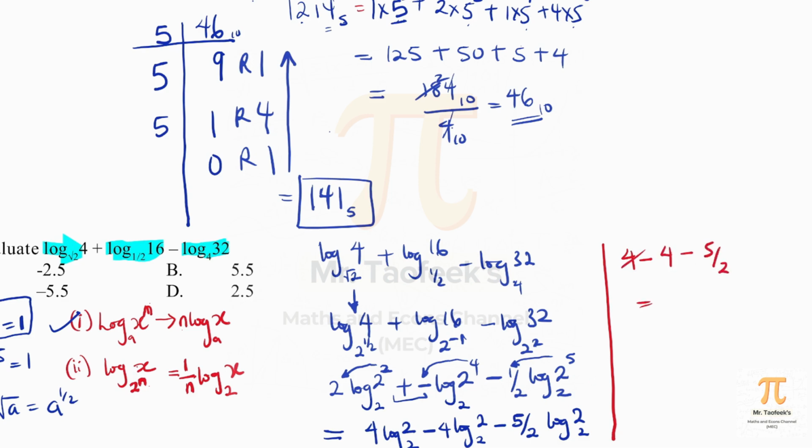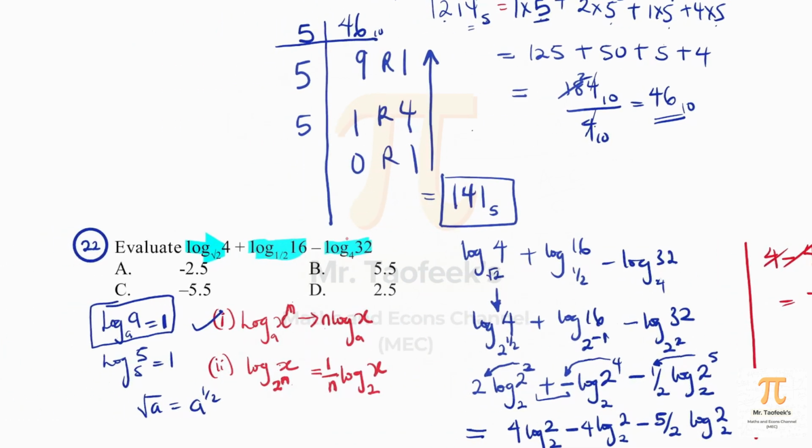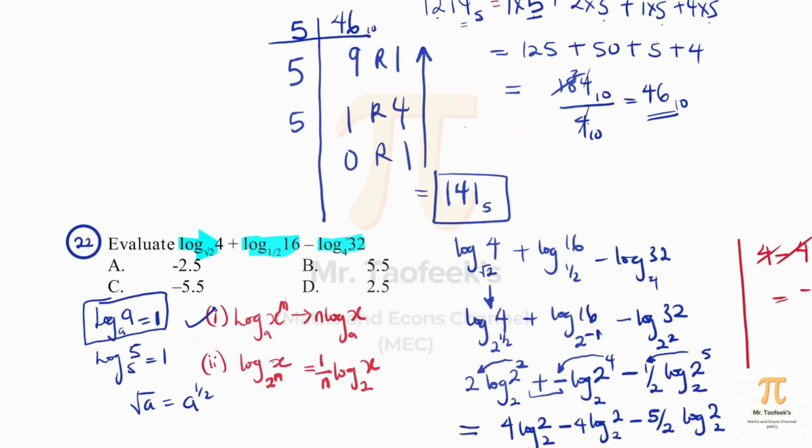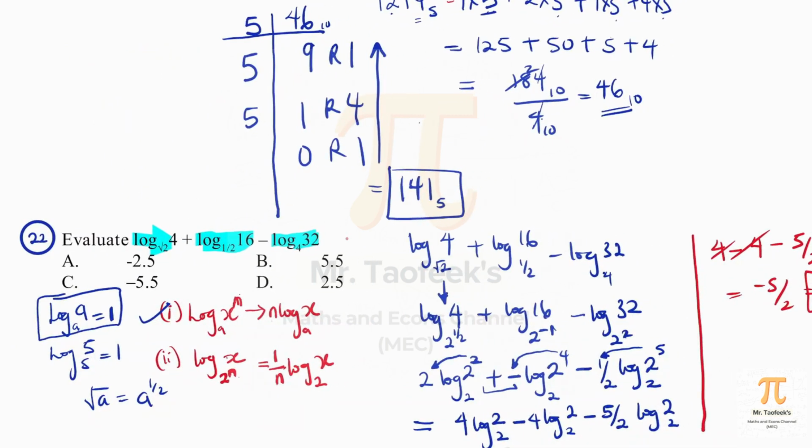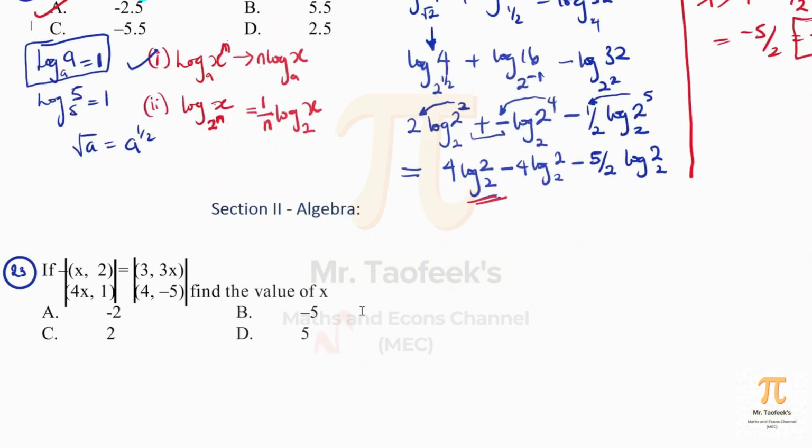So 4 minus 4, that cancels out to be 0, minus 5 over 2, which is minus 2.5, and that is the answer. So question 22, the answer is negative 2.5, and that is option A, right? Option A. Okay, that's all for numbers and numeration for this one. Now let's go to algebra.